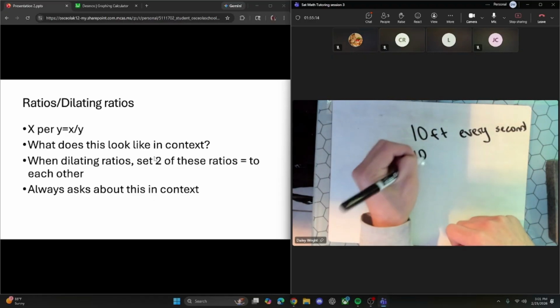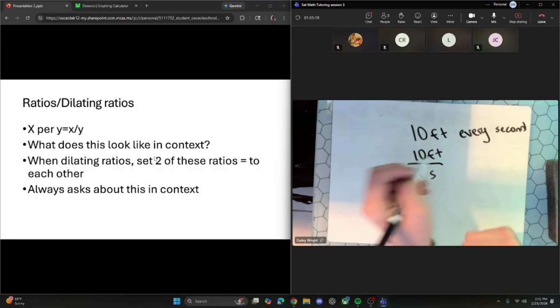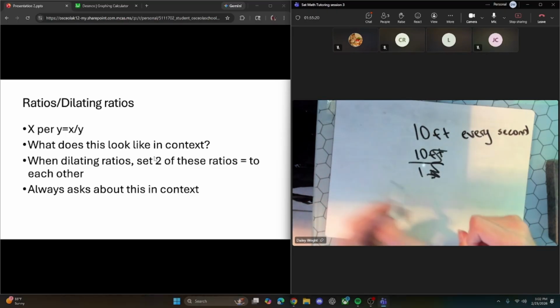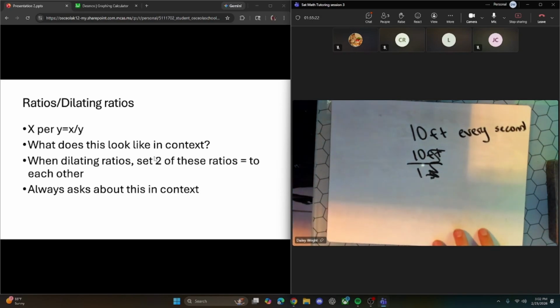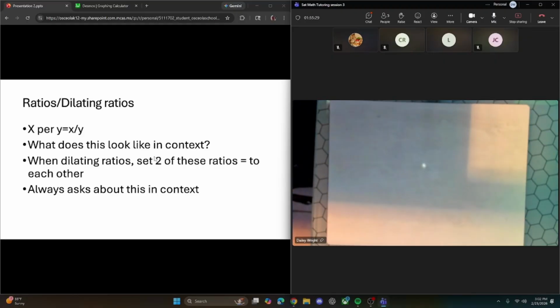That would be 10 feet over 1 second. And the units in these aren't going to matter as much. Conceptually, it's good to know what units are there. Sometimes they might try to trick you up with the units, but I don't think I've seen any questions like that before.